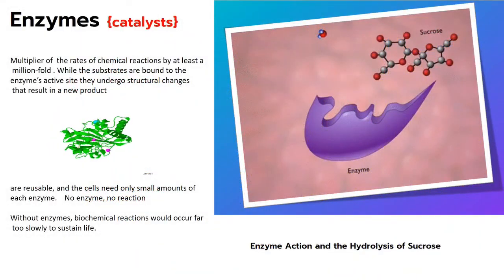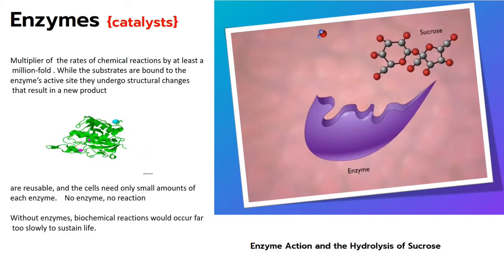The enzymes. Let us take a look at the role of enzyme as a catalyst in carbohydrates absorption and digestion. Enzymes are multipliers of the rate of chemical reactions. That means it speeds up the chemical reaction in carbohydrates by at least 1,000,000 folds. That is way too fast. While the substrates are bound, in this case our substrate is the polymers or the polysaccharides, to an enzyme, the polymers or the polysaccharides will have to undergo structural changes, and after the effects of the enzyme, it will produce a new product.